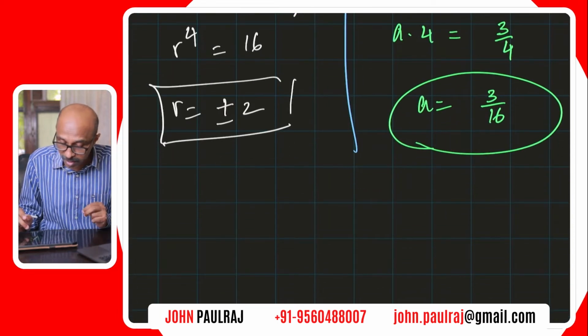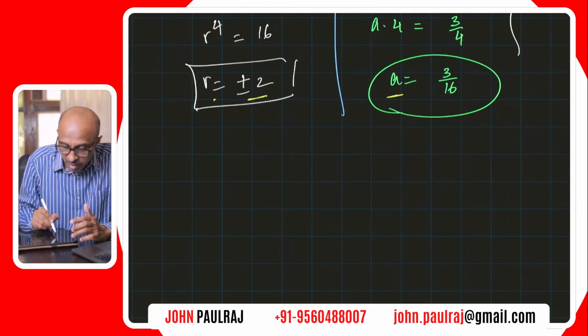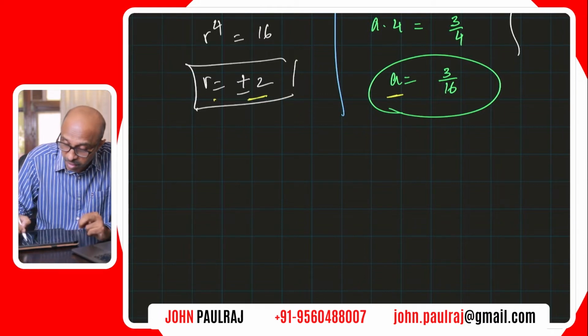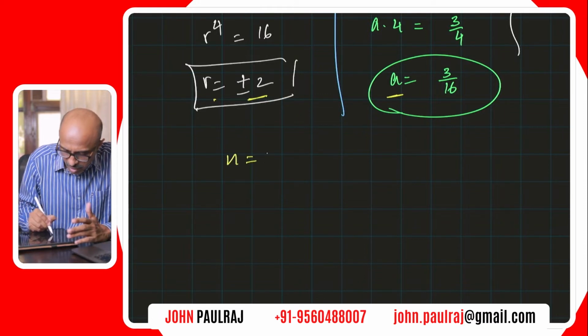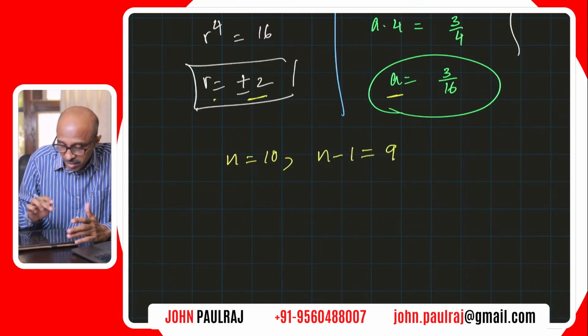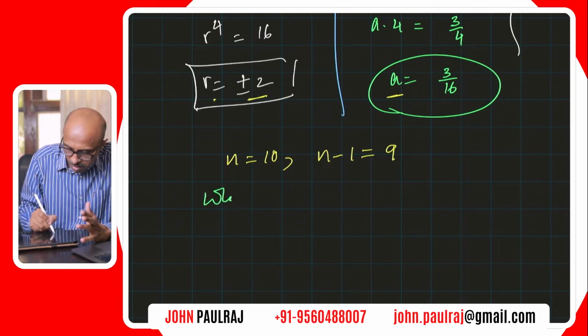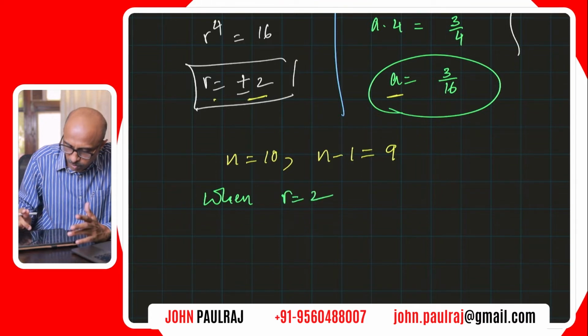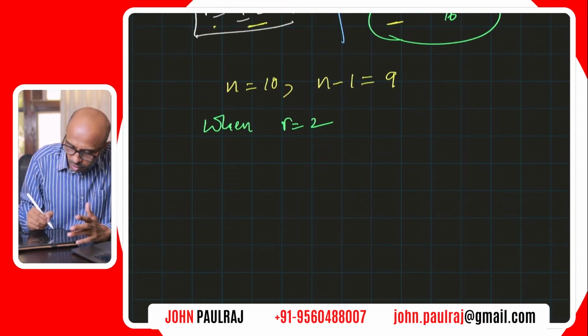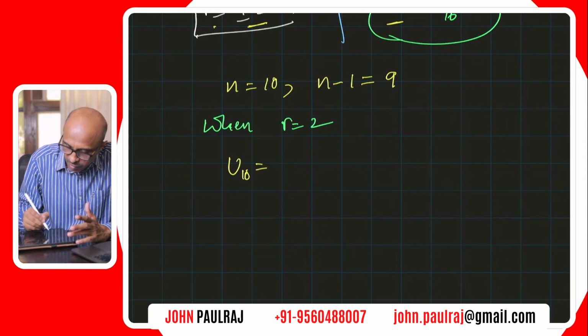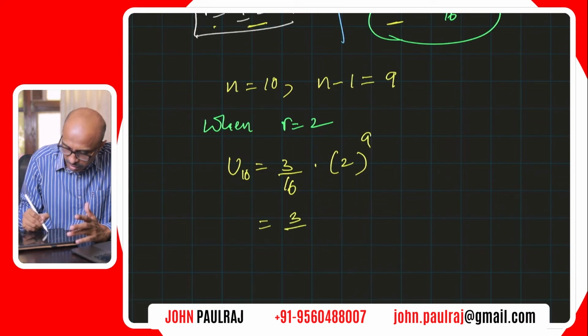Now you have the value of a as 3 over 16 and two values for r. Using these, we're going to get two different values for the 10th term. When n is 10, n minus 1 is 9, and an odd power of a negative number is going to be negative. Let's do the positive value of r first. When r is equal to 2, u10, the 10th term, is a, which is 3 over 16, times 2 to the power of 9. I calculated this already, it's 512.